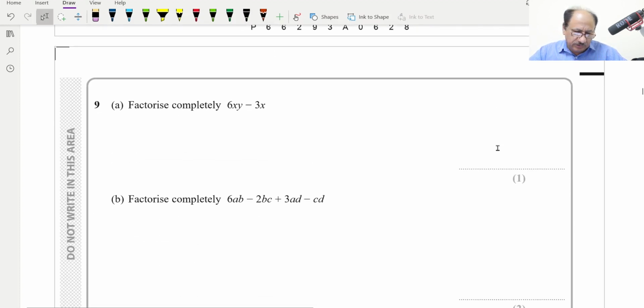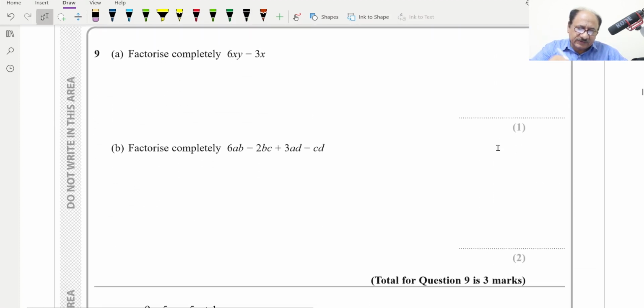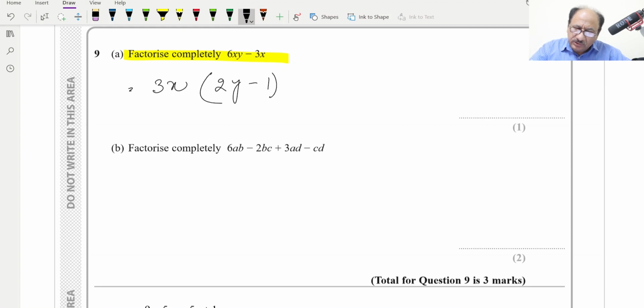Hopefully you got this. Now factorize completely. We have to factorize this. Straightforward, easy, 1 mark question. So we can take maximum common. 3x we are taking common. Inside remaining will be 2y and minus 1. This will be our answer. If you multiply these terms, you will get the question, which is 6xy minus 3x. So answer will be 3x into 2y minus 1.